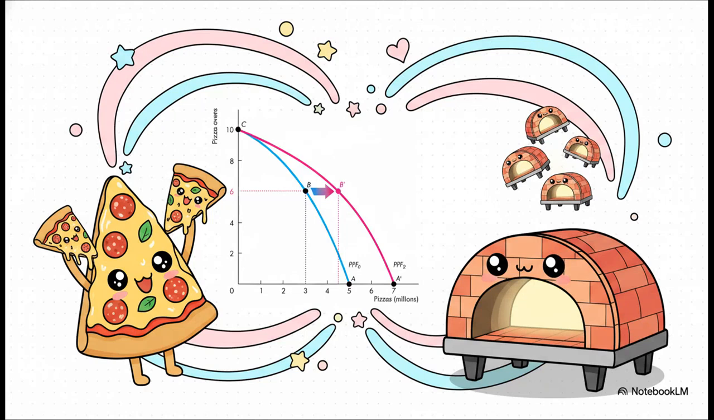But, and this is a big but, this growth doesn't just happen for free. There's always a cost. Look at this graph. It shows a choice between making pizzas to eat today and making pizza ovens that let us make more pizzas tomorrow. If we choose to make more ovens now, we have to eat less pizza today. It's classic short-term pain for long-term gain, shifting our whole PPF out for the future.